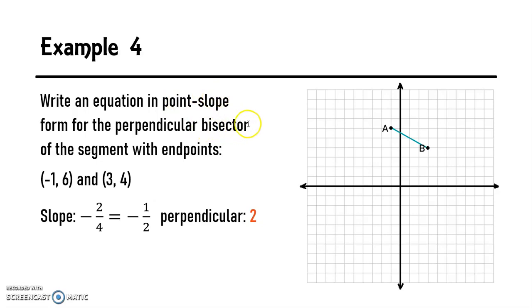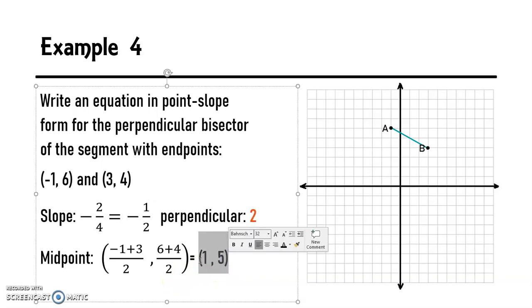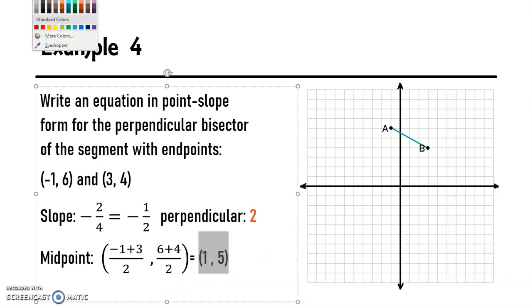Now the other word they used is bisector. Bisector means the exact middle, or a midpoint. So let me apply the midpoint formula and get the midpoint of this segment. If you recall, the midpoint formula asks us to average the x values. That means add them and divide by 2, and then average the y values. So you add the y values and divide by 2. So the midpoint here is the point 1, 5, and I'll make this orange again so it's really visible.